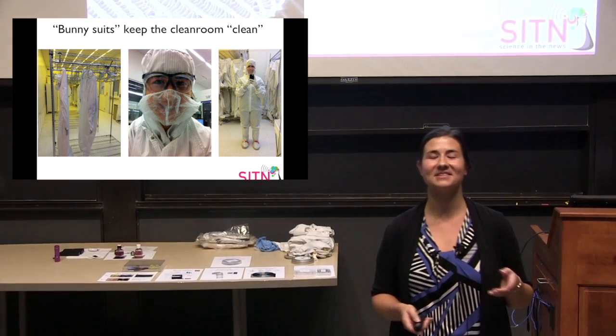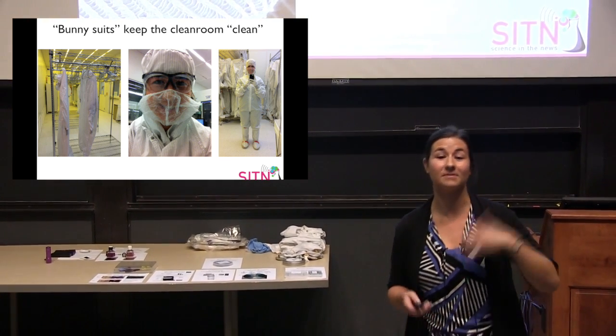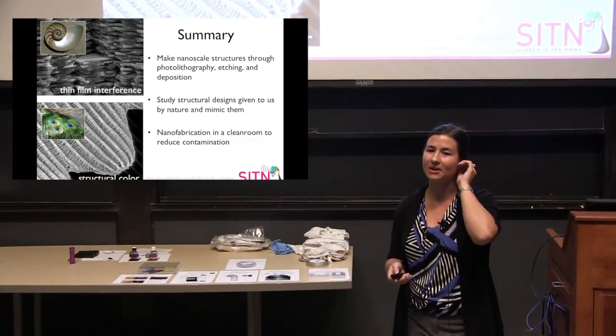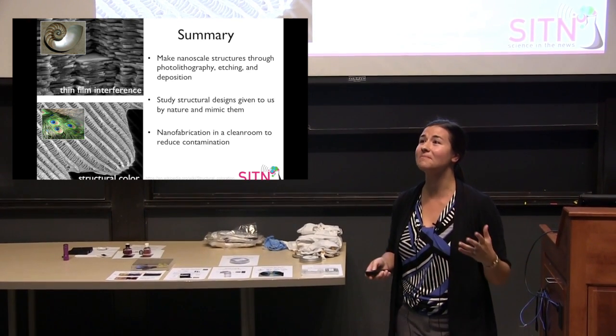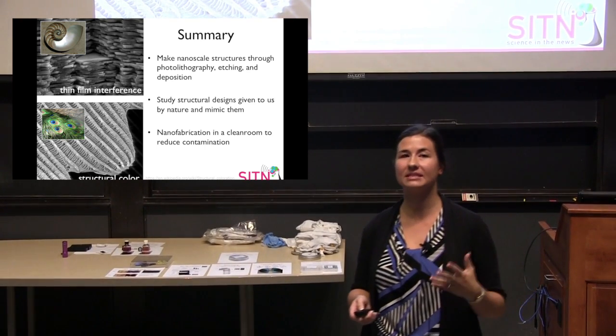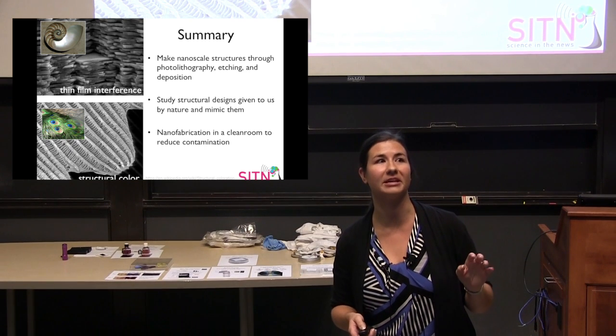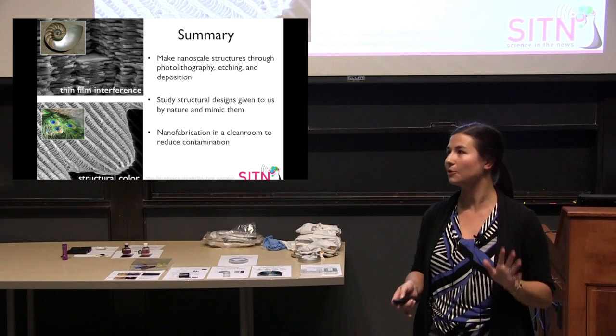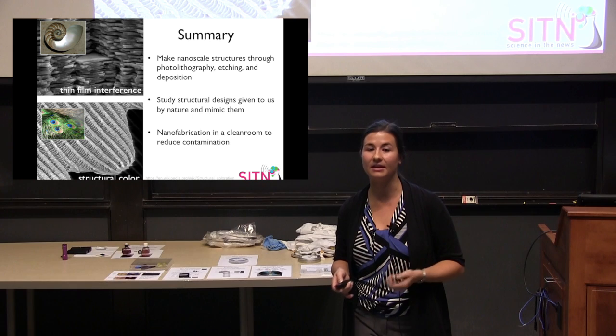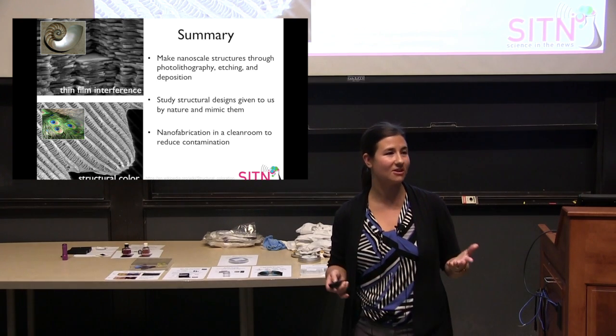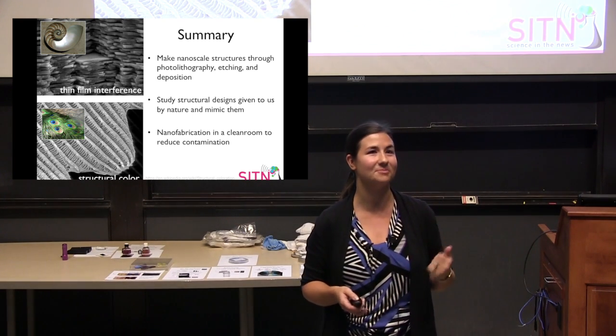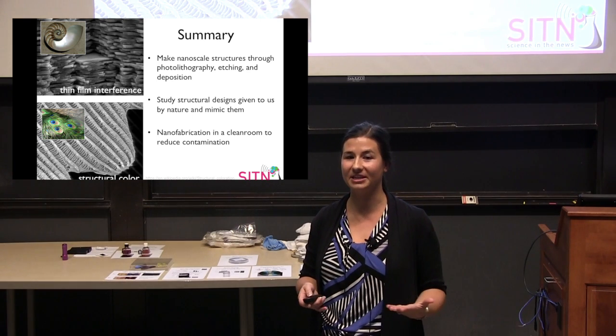So to summarize everything I've talked about to this point, before we take our break, we're able to make all of these nanoscale structures that we see in nature through this nanofabrication process, a combination of photolithography, etching, and deposition. And we do this all in a clean room because we want to make sure that we don't have contamination.